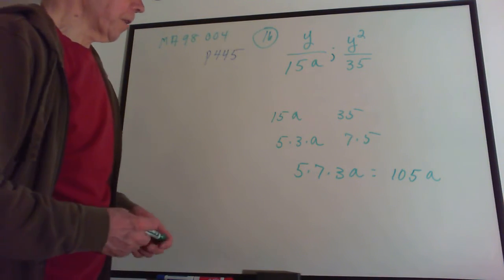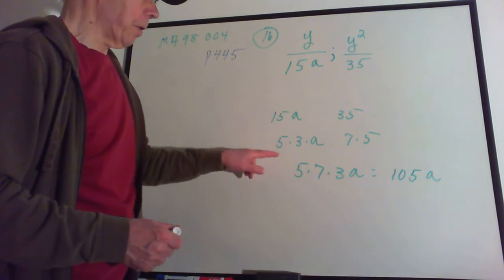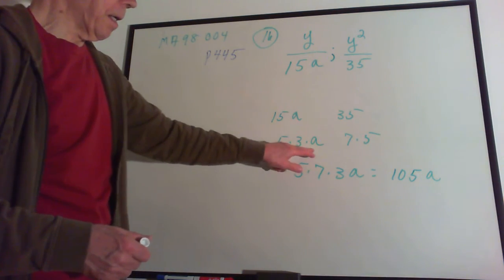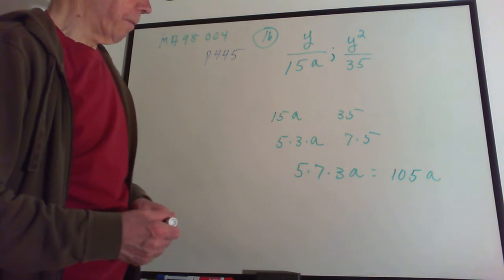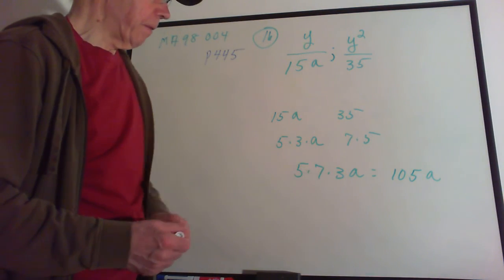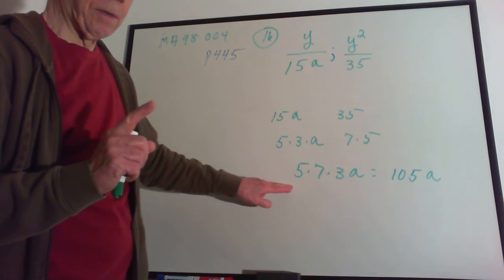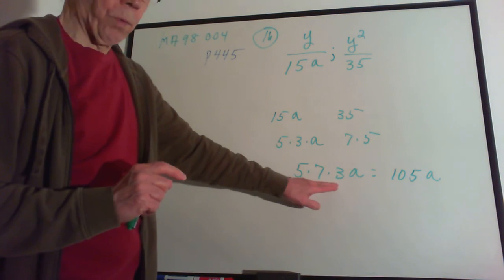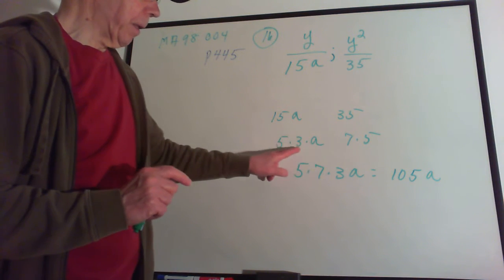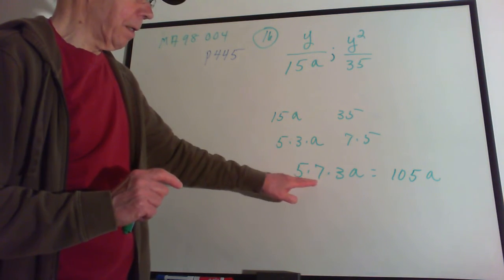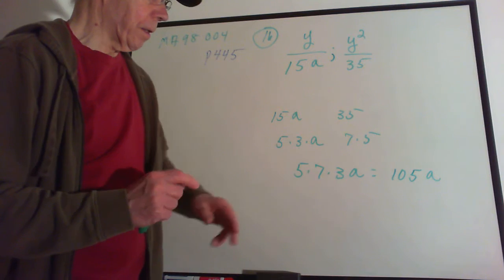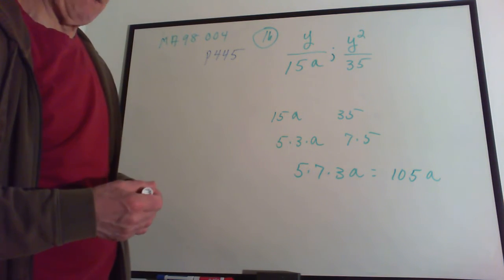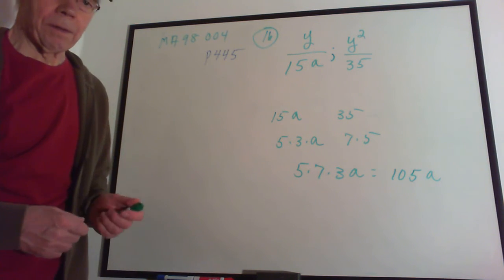All right, so I took the denominators, 15a and 35. I broke them up into their prime factors. 5 times 3 times a. This is 7 times 5. I have a 5 here, a 5 there, so I need one 5 in the common denominator. I have a 3, I don't have a 3 there, so I need one 3. I have a 7 here, but I don't have a 7 there, so I need a 7. I have an a, but I don't have an a there, so I need one a. Multiply them all together, I get 105a is the common denominator.